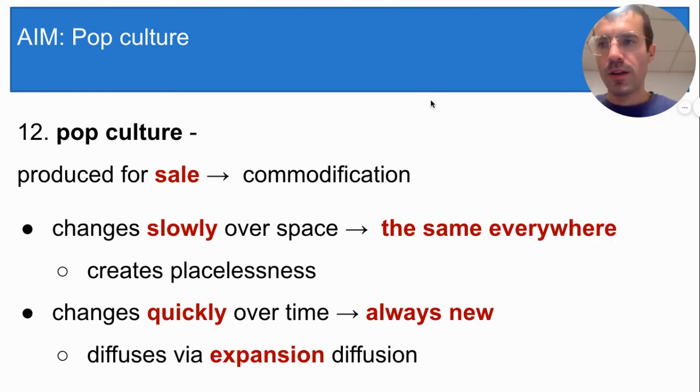Next, pop culture tends to diffuse through expansion diffusion, especially contagious and hierarchical diffusion. Modern communications technologies like radio, television, and the internet are the main drivers of the contagious diffusion of pop culture. And celebrities and influencers promote pop culture hierarchically.